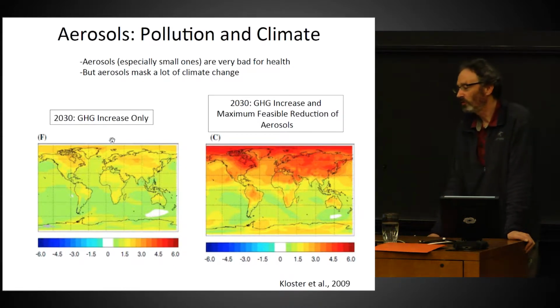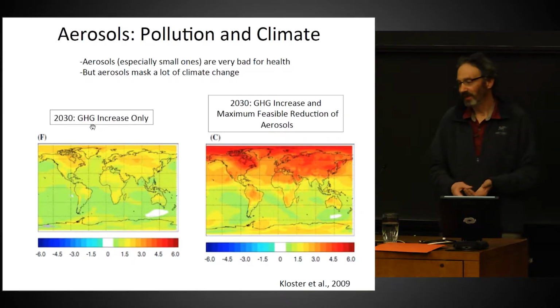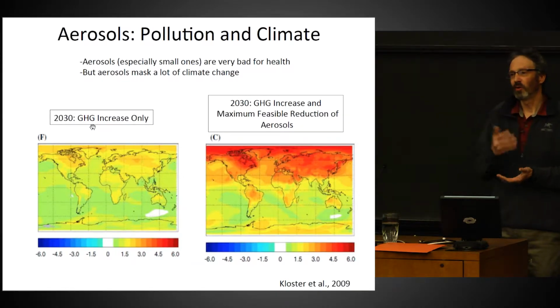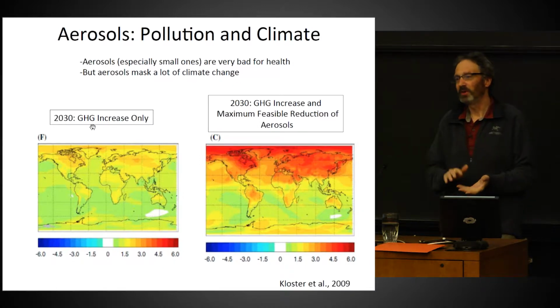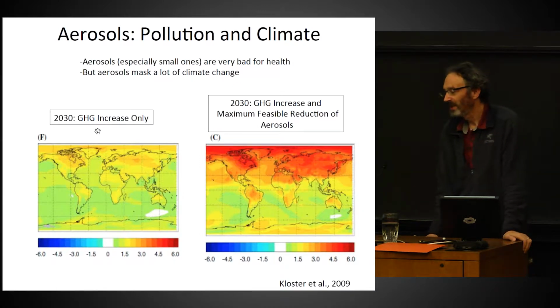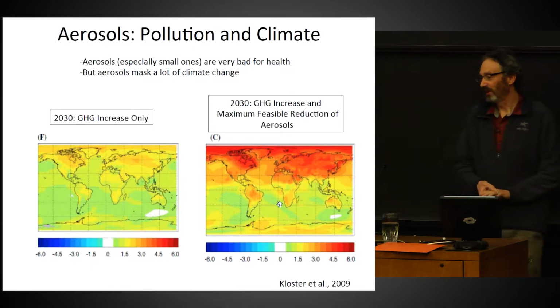So this shows two scenarios using a model. One is 2030, where you let the greenhouse gases increase, and you let aerosols go as they are today. You let aerosols be essentially the same emissions, and one can see about a 1.5 degree temperature increase over much of the northern hemisphere. Now let's say we decrease the aerosols.